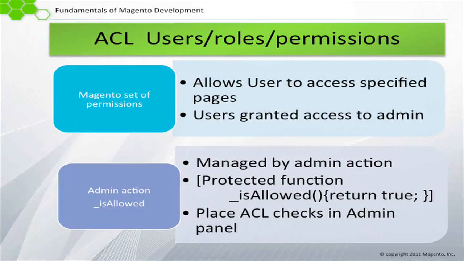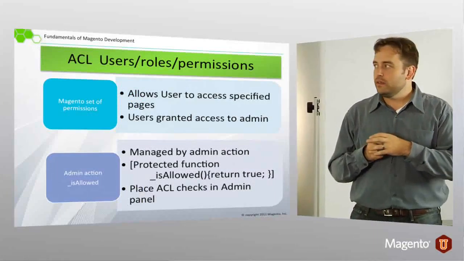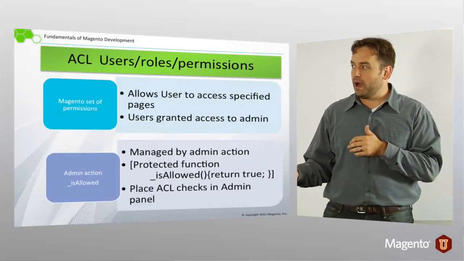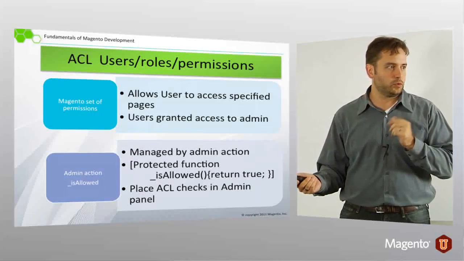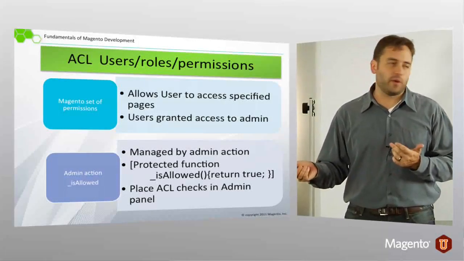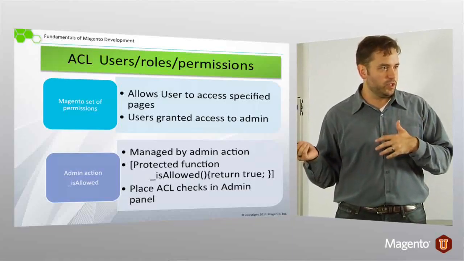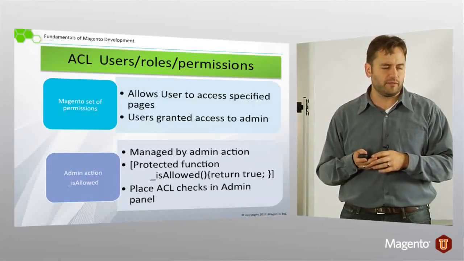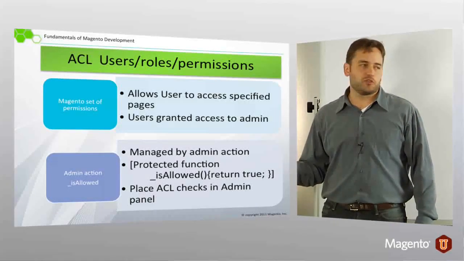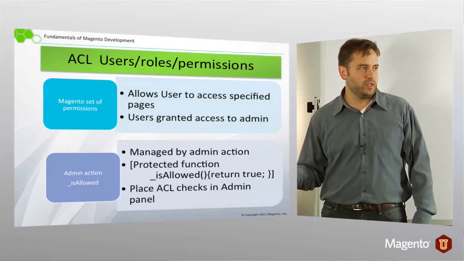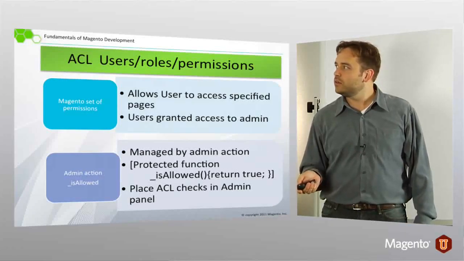So what we're doing is we're giving people access to different actions, basically, in the admin. And that's done by implementing this isAllowed action in our controller, which we'll look at. Again, otherwise, if you don't have this, true is assumed. So normally this returns true, which means that anyone would be allowed regardless of ACL permissions.